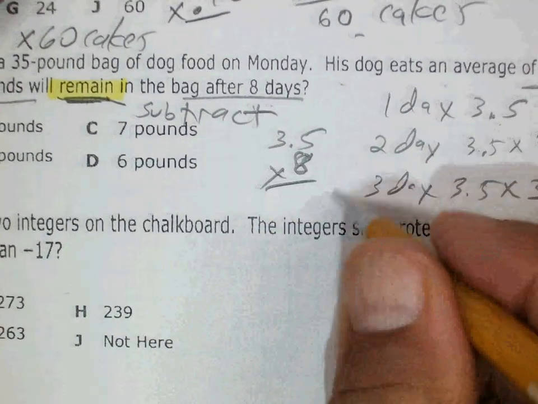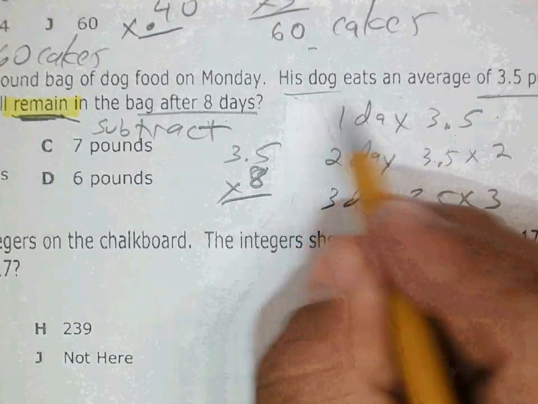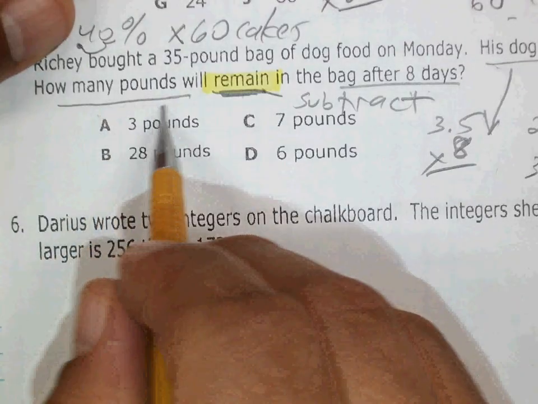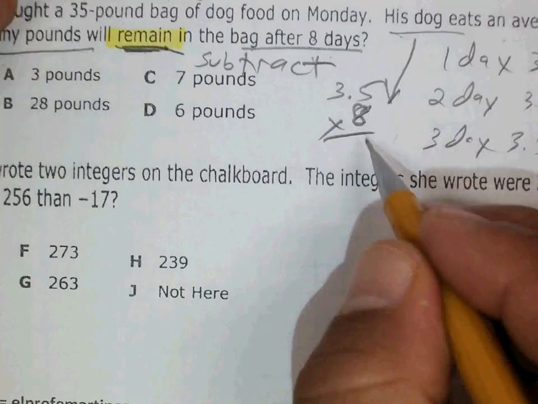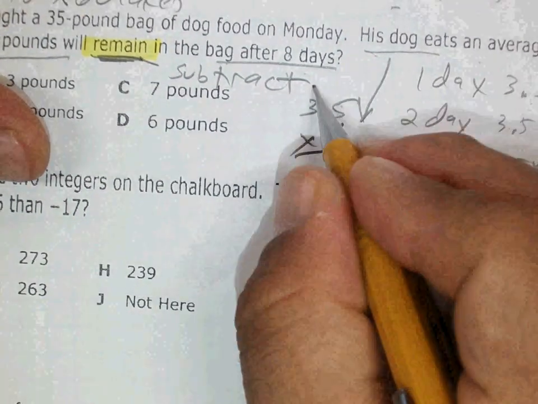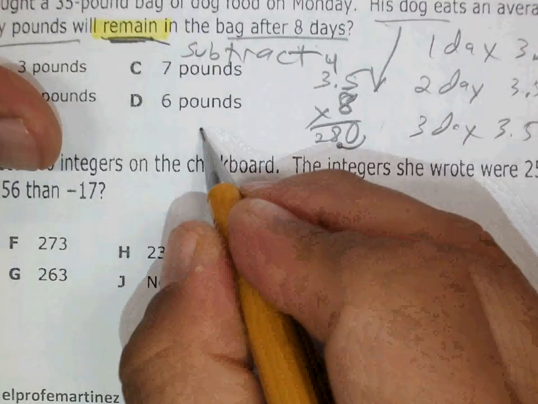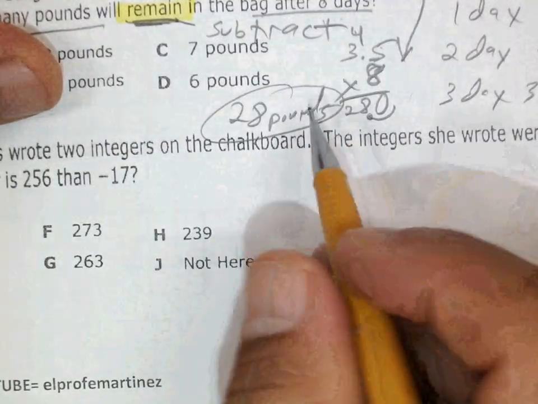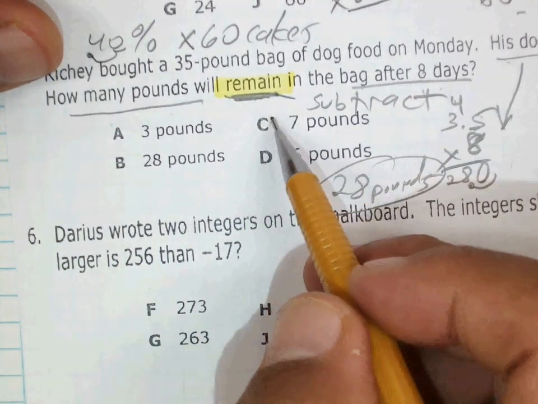Okay, this will tell you how much dog food his dog ate. So how much does he eat? Well, do this and it'll give you the answer. And then it says how many pounds will remain in the bag after 8 days. In other words, what's left? Well, he's going to eat this much dog food. 8 times 5 is 40. 8 times 3 is 24, 28. One number to the right of the decimal. So he's eaten 28 pounds. Okay, this is what he ate. Well, he bought a 35-pound bag. How many pounds are left inside the bag? Okay. Number 6.